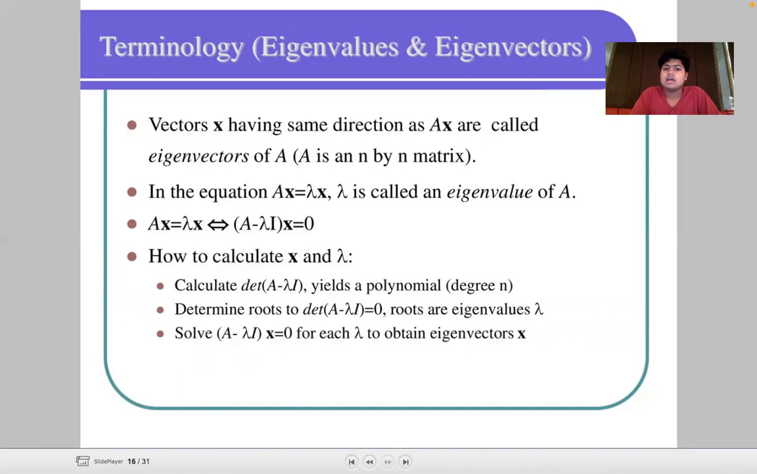And A is an n by n matrix. In the equation Ax equals lambda x, lambda is called an eigenvalue of A. Ax minus lambda x equals (A minus lambda I) x equals 0. So here you can see the calculation of x and lambda.